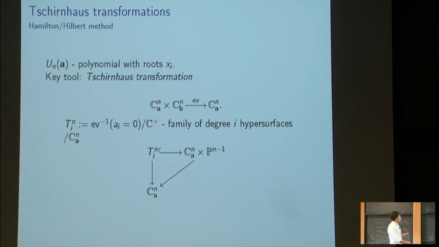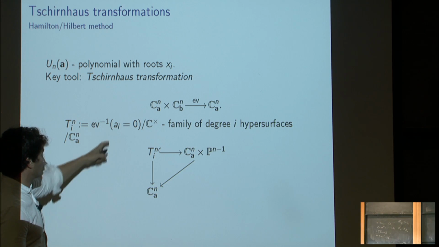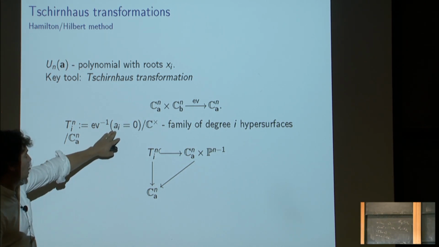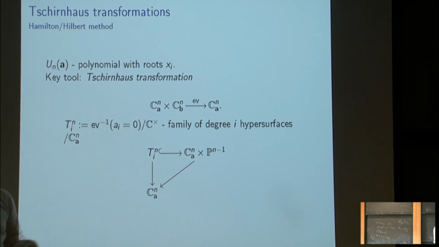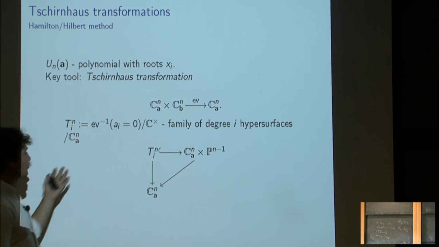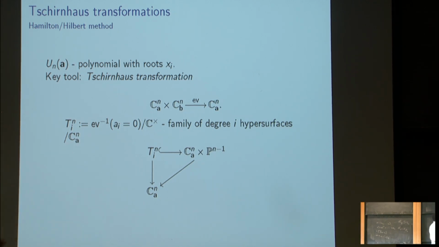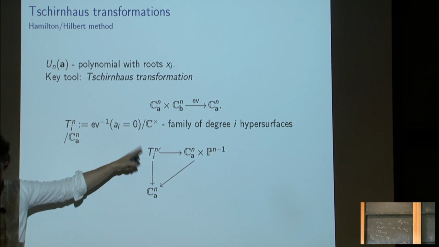Good. So now we've got these Tschirnhaus transformations, and we start looking at interesting hypersurfaces in the space of polynomials. For instance, we can look at all polynomials where the first coefficient vanishes, or any polynomial condition you want. But these are the ones I'll look at, and I'll projectivize them because you can always rescale to get a simpler formula.